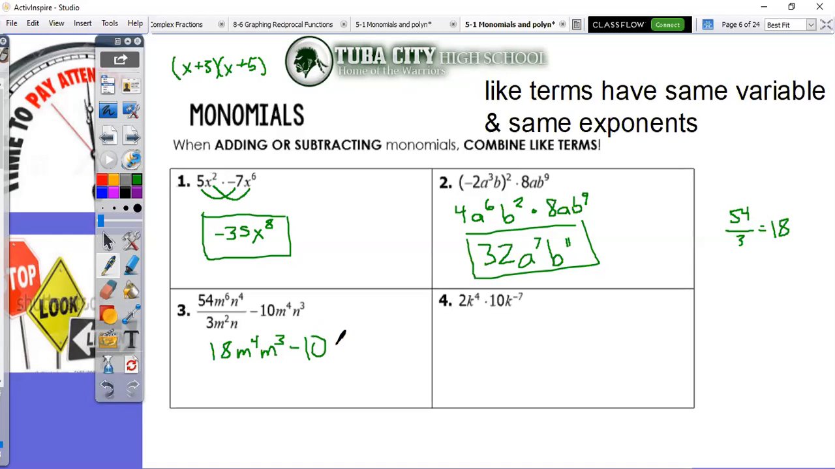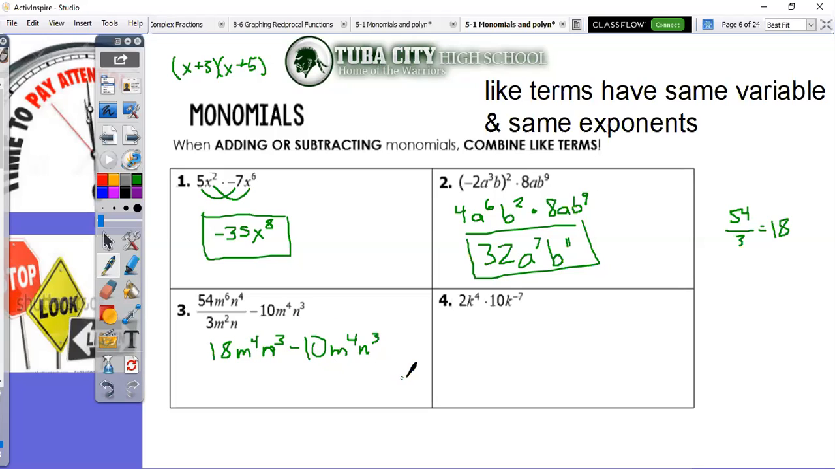But we have to subtract this 10m and n to the 3. Now again, like terms have the same variable and the same exponents. So m to the 4, n to the 3. Now in this case here, it looks like I don't know what's going on. I've been kind of spacey today. But that's supposed to be an n, right? N, because again, 4, n to the 3. So m to the 4, n to the 3, same thing. Same variables, same exponents. M has 4 on both of them, n has 3 on both of them.